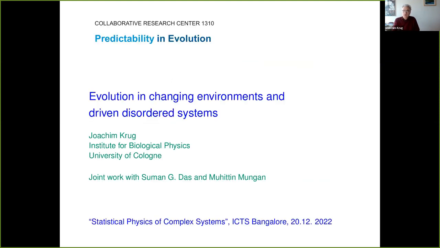Okay, so what I want to do today is to tell you a story about fitness landscapes that change in time, and a rather remarkable mapping to a simple model of random magnets that we discovered recently. This work is driven very much by Sumedha, a postdoc in my group who, as far as I understand, is also an academic grandson of Deepak's, and by Muhyiddin Mungan, who joined us from the University of Bonn recently.